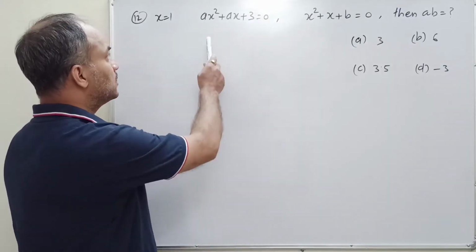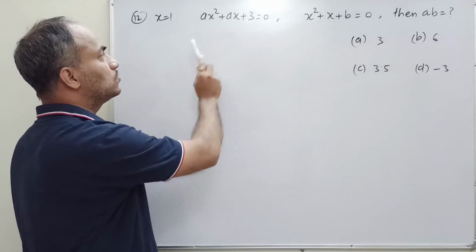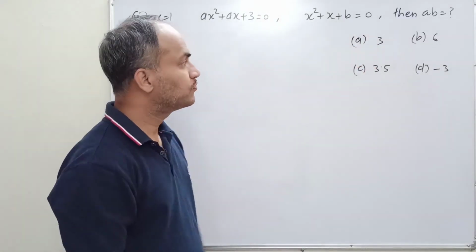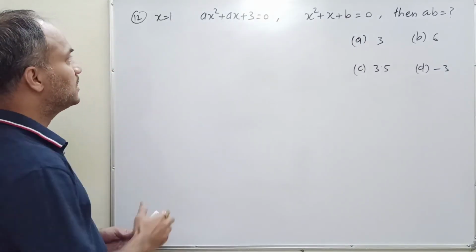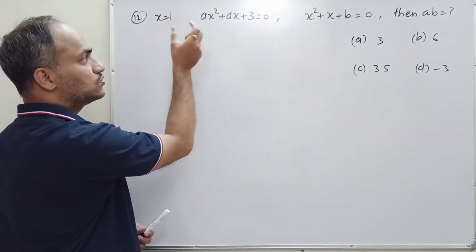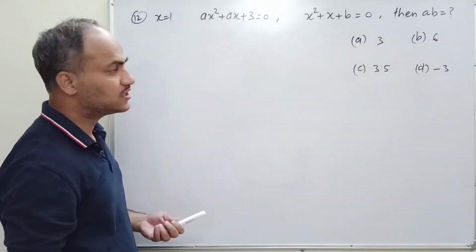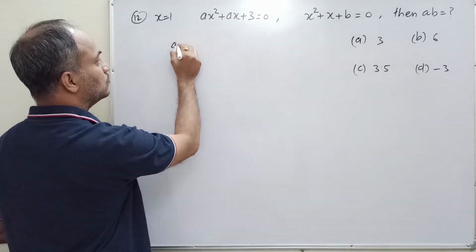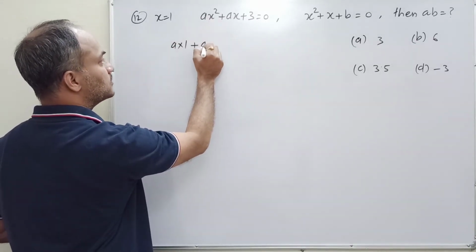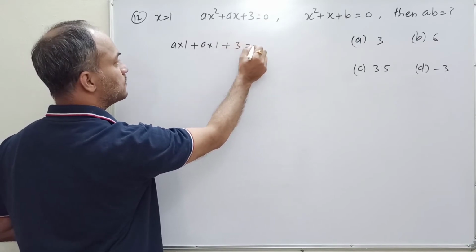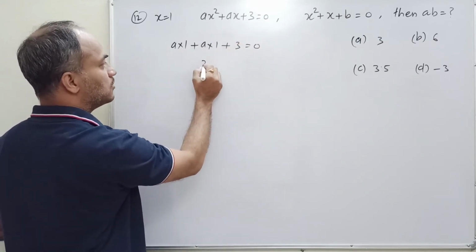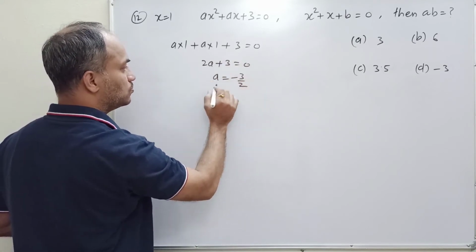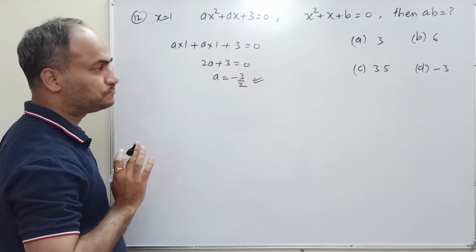Here given that x is equal to 1 is a common root of these two equations, then we have to find value of AB. So let us apply this logic that x is equal to 1 is the root of this equation, so it will satisfy the equation. So let us put x is equal to 1 here. We get a into 1 square is 1 plus a into 1 plus 3 is equal to 0. So 2a plus 3 is 0. So it means a is equal to minus 3 by 2. So we have got the value of a.